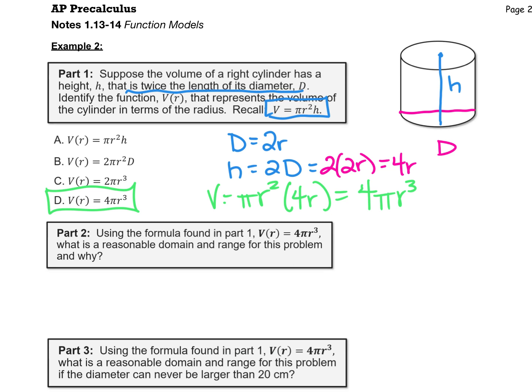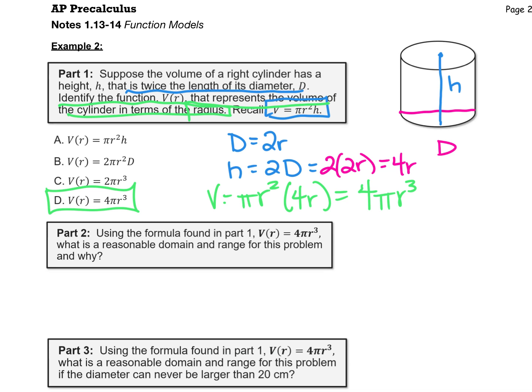Confused on why you put the 4r in the height? Because the height is 4r. The height is twice the diameter, but I don't want d in my formula, I want r in my formula. The question is asking to rewrite the formula in terms of r. It says, identify the function that represents the volume in terms of the radius. In other words, no h's, just r's.